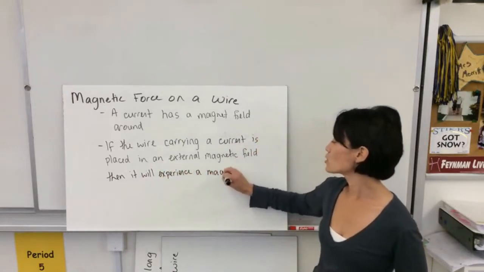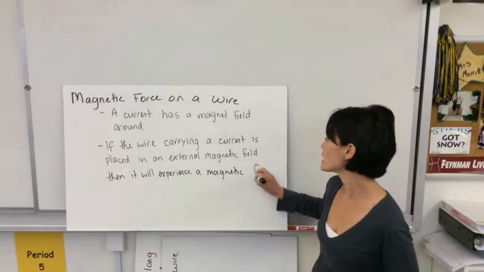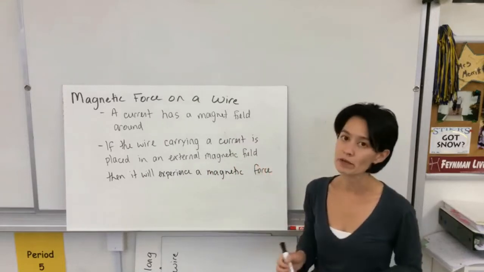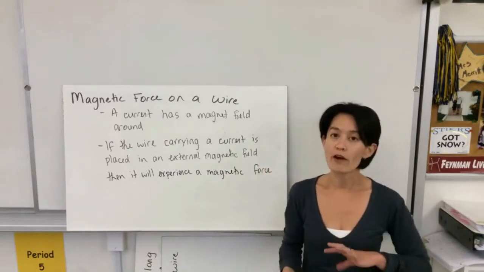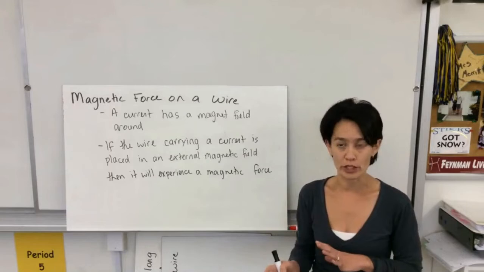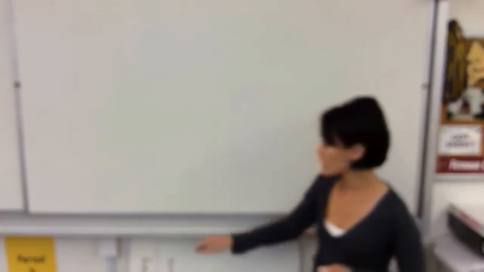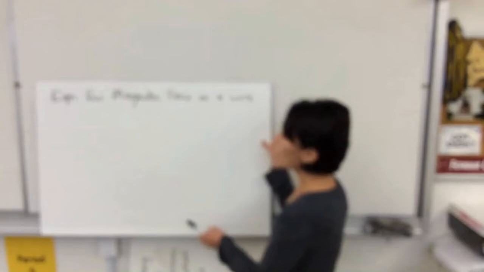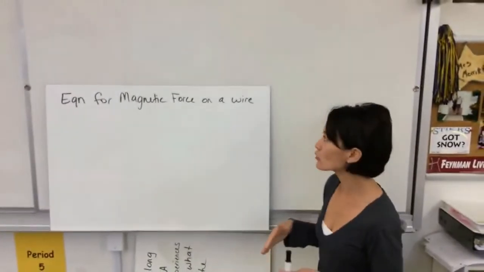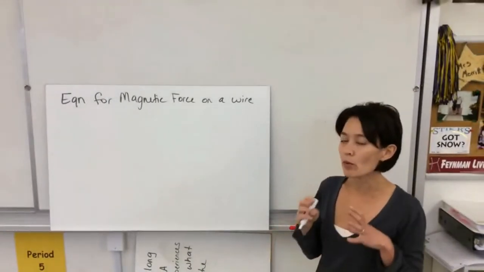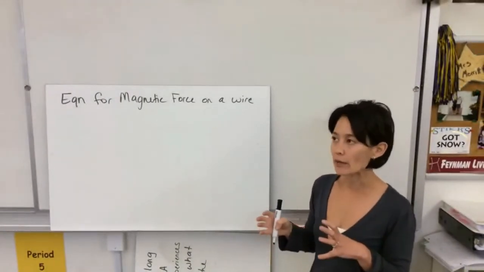And that's because you'll have two magnetic fields interacting with each other, and anytime you have two magnetic fields interacting with each other, they're either going to attract each other or they're going to repel each other. So let's look at the equation for the magnetic force on a wire. We've already looked at the equation for the magnetic force on a charged particle, and the equation for the wire comes out of that. So I am going to go through and do a derivation of the magnetic force on a wire, and I will box the final equation.